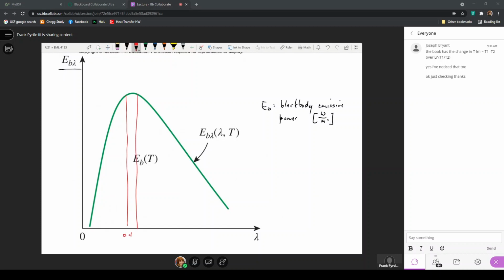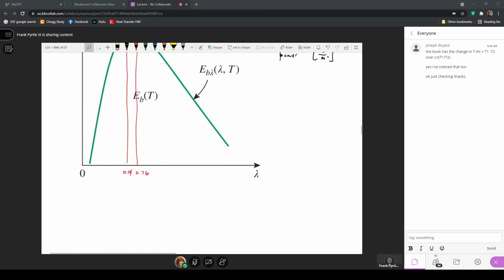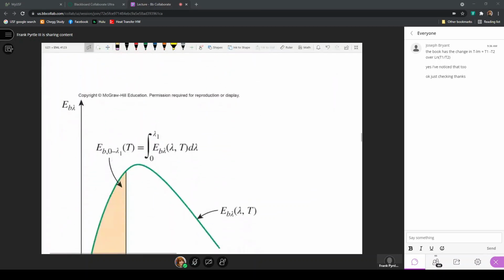If this is from 0.4 to 0.76 microns, I want to know, if this is visible light, how much of that 64 million watts per meter squared falls in the visible light range? How much of it falls in the infrared? How much of it falls in the upper part of the UV? Well, we can use what we call black body radiation functions to determine exactly that.